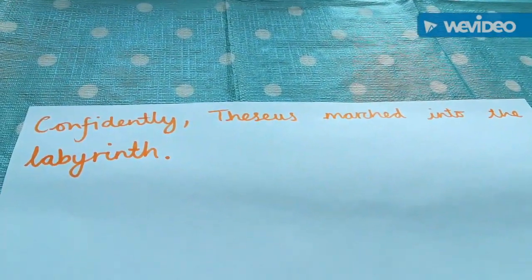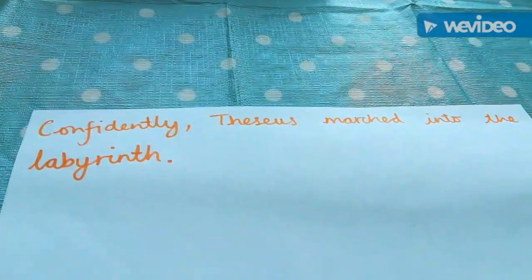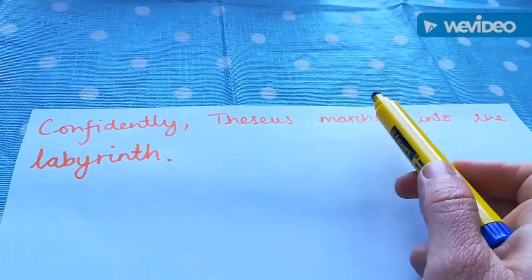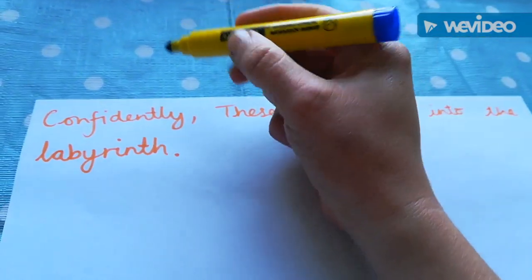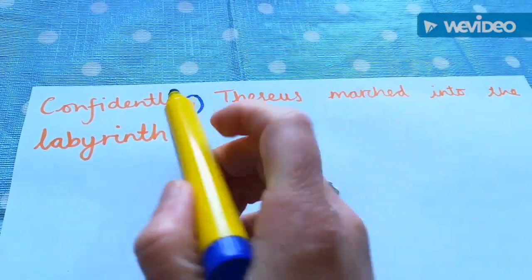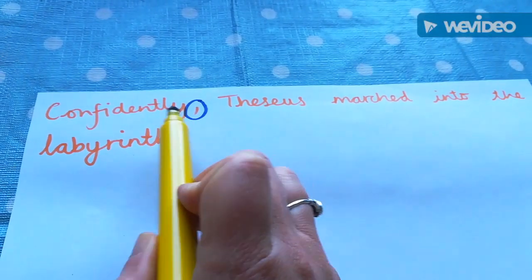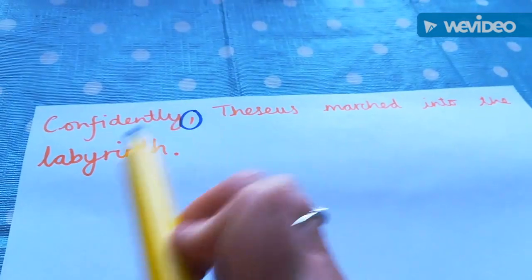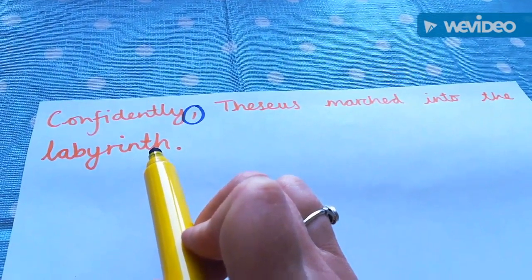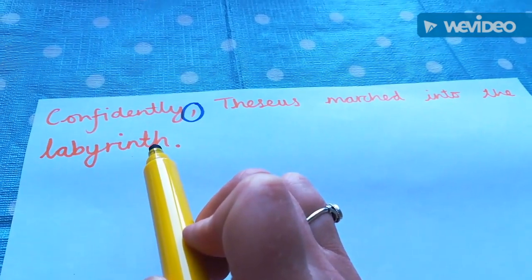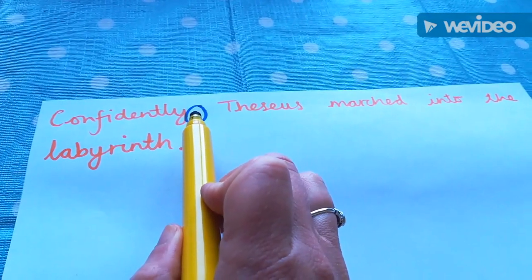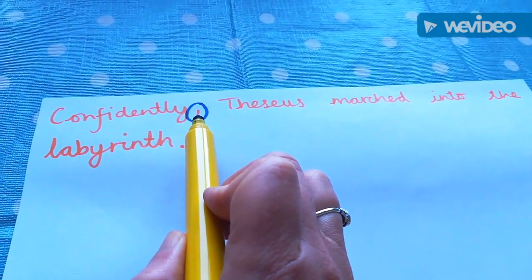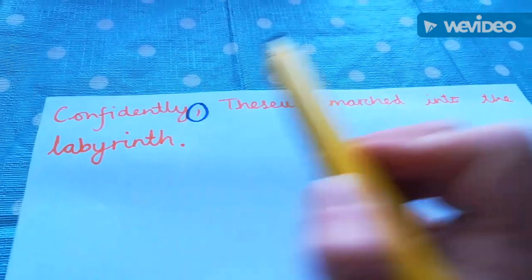So let's have a look at this sentence here. "Confidently," that's our adverb, "Theseus marched into the labyrinth." So we've got the word confidently as our adverb describing how he's marching into the labyrinth. And you might notice there that the comma, which gives a little pause, is immediately after the adverb. So we've got confidently, comma, remember a comma goes on the line, from the line down, Theseus marched into the labyrinth. So what I'd like you to now do is go back and look at your sentences that start with adverbs, and immediately after each adverb, make sure that you've got a little comma.